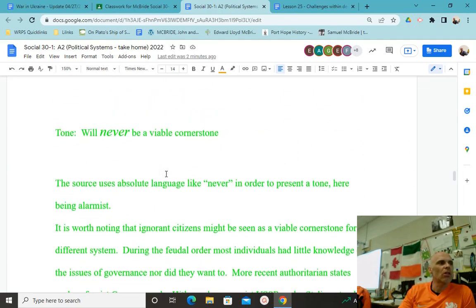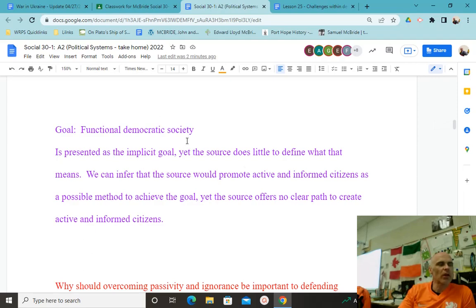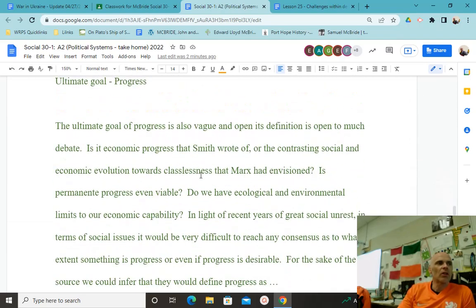So we had a goal that we had up here, right? The goal up here was a functional democratic society, but the ultimate goal is progress. So again, it's like the whole idea of the full potential phrase that's in some essays. A word like progress or full potential or strengthen or weaken, all of these words are very subjective, right? They're very vague, open to discussion, open to debate.